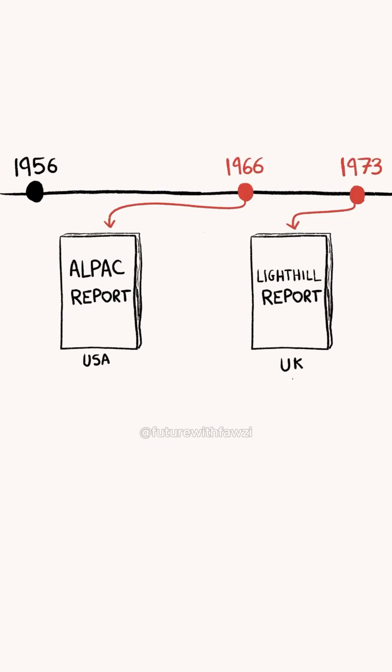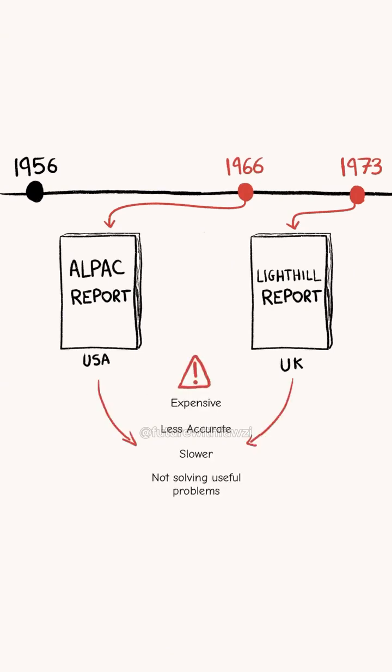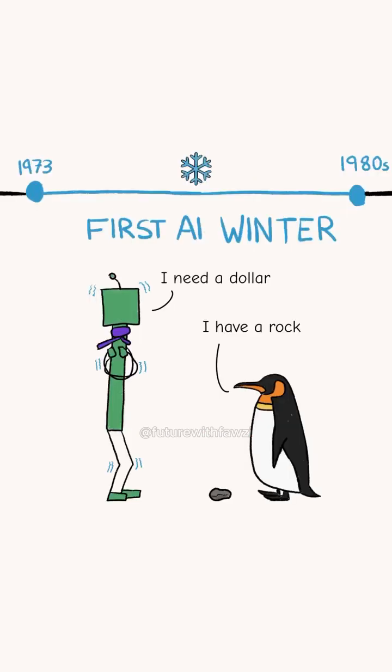But the industry faced a massive blow once it couldn't deliver on its promises. 2 government reports from the US and the UK concluded that AI was more expensive, less reliable, slower, and not solving any useful problems yet. This sent the industry into its first winter where funding dried up until the 80s.